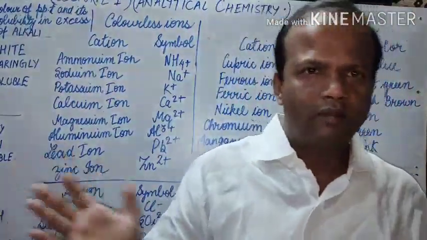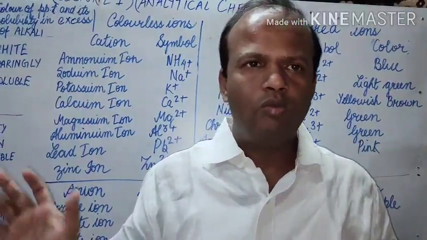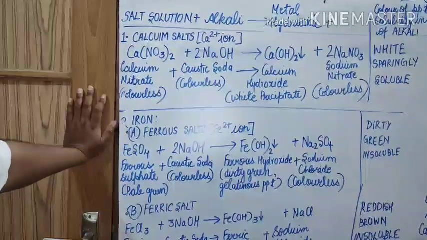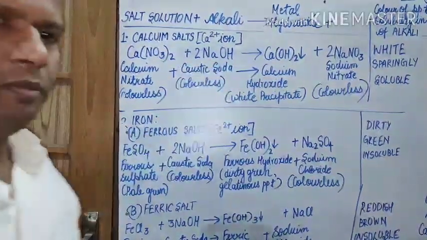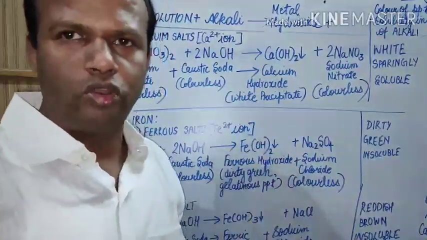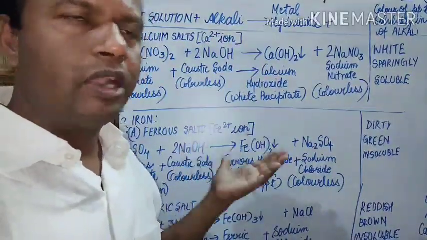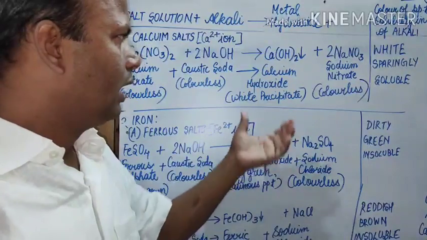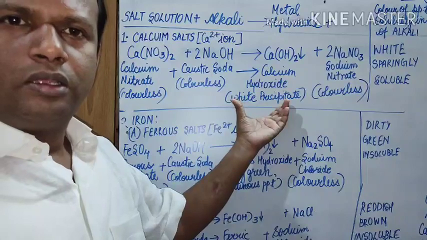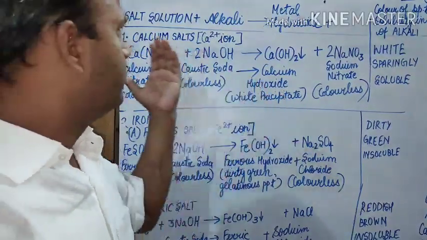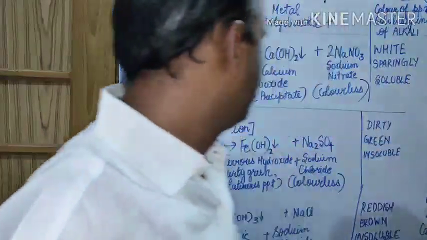Now I will take one or two examples with the help of NaOH reagent. Let's see how we have to study. We have taken alkali as NaOH, and in the same way we can continue with NH4OH also. We take the salt solution, we take the alkali, then the precipitate formed is the metal hydroxide, and by this color we identify which metallic ion is basically present in it.